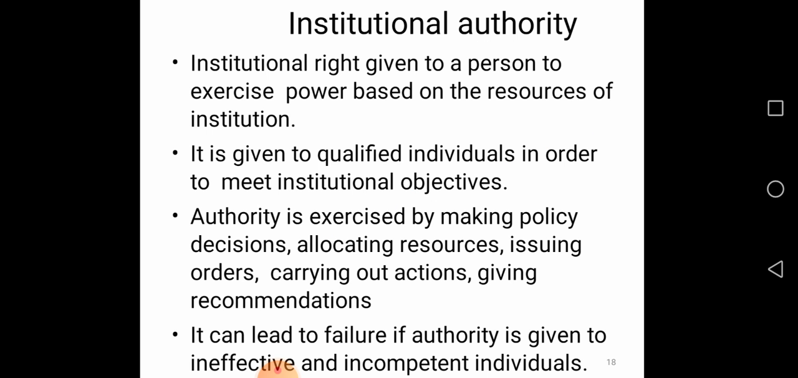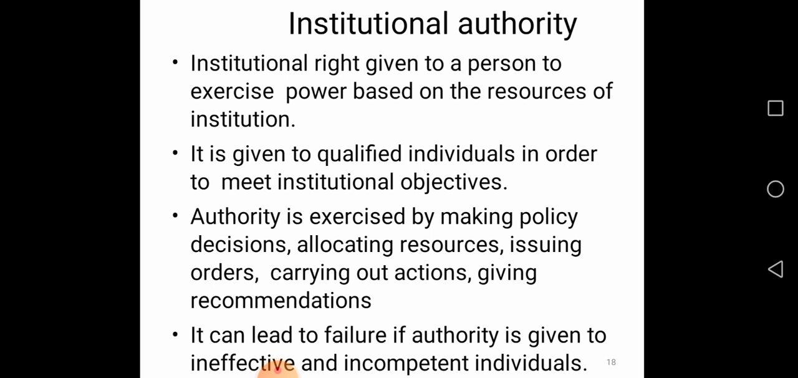Now, what is institutional authority? Take, for example, the case of our college. We have a management. The management has given the authority to the principal or the chair to manage all the activities and programs of our college. So, the person to whom the authority or duties are given should be a qualified individual in order to meet the institutional objectives. And if the person is not qualified or is inefficient, ineffective or incompetent, it can even lead to the failure of the institution. So that is institutional authority, the institutional right given to a person to exercise power based on the resources of the institution. And authority is exercised by making policy decisions, allocating resources, issuing orders, carrying out actions and giving recommendations.